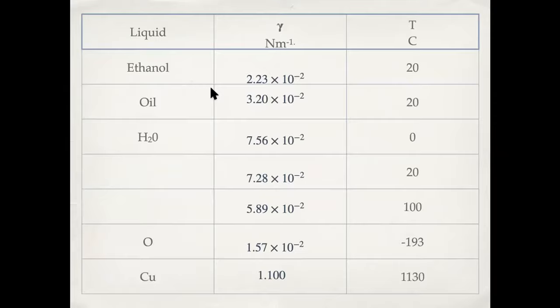Okay. We can measure those things, and I have written here the values of the surface tension coefficient for various temperatures, for example, ethanol, oil and water, and water I have written for various temperatures, and as you see, it goes down with the increase of temperature. This is liquid oxygen, which exists at a very low temperature, minus 193 centigrade. And copper is a high temperature liquid. It has a tremendous surface tension at the temperature of 1,000 degrees Celsius when the copper melts.